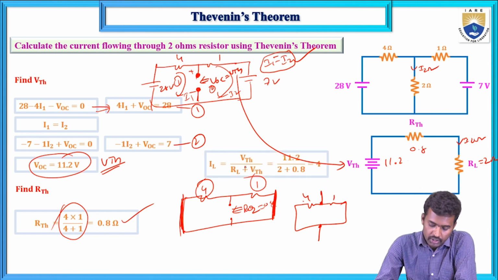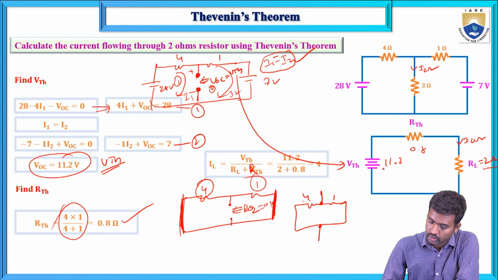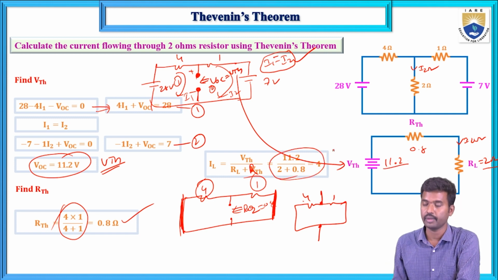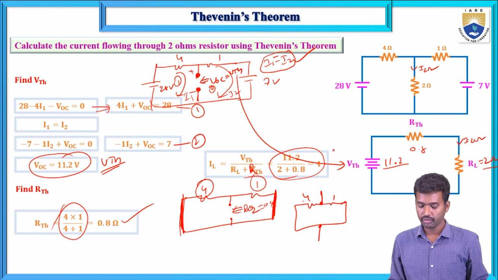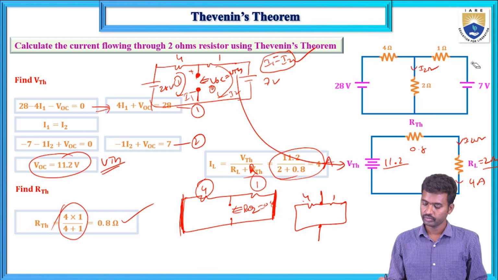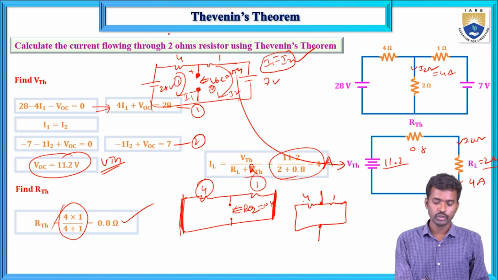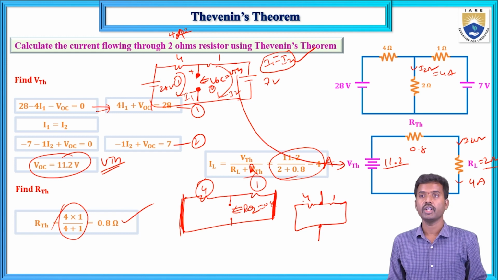Now here we have RTH, VTH and RL values. Substitute here: VTH is 11.2, with 2 and 0.8. So this is 4 ampere, exactly 4 ampere. So the current flowing through this 4 is 4 ampere, using Thevenin's theorem.